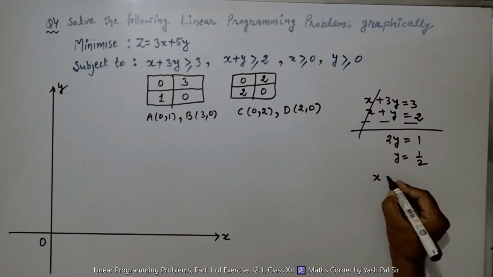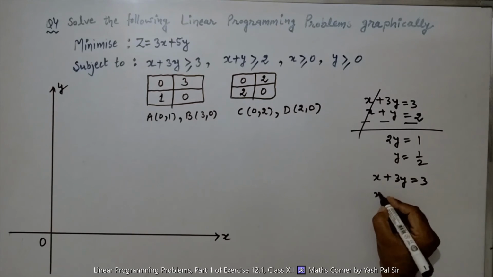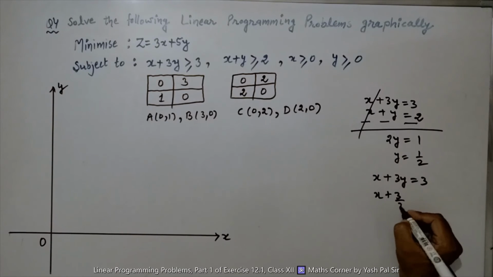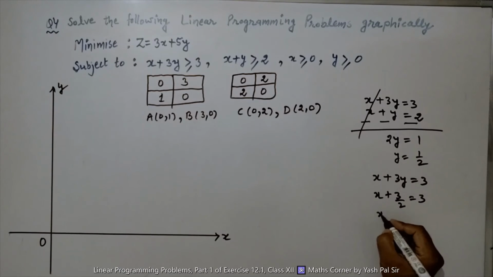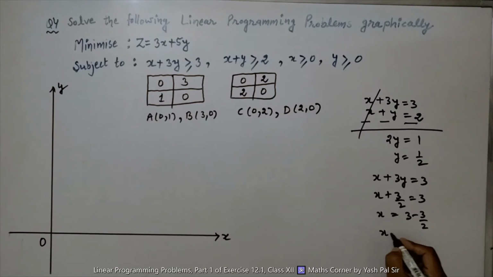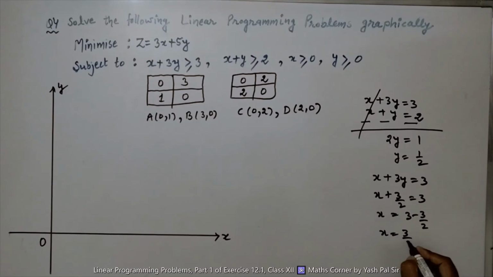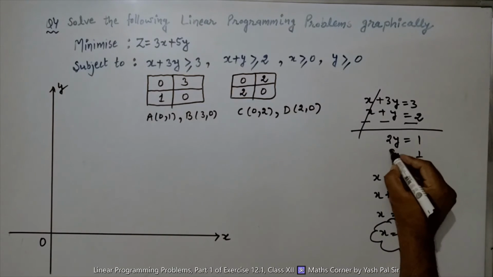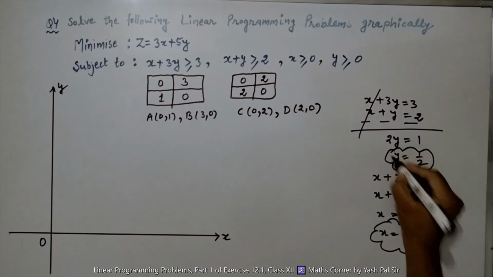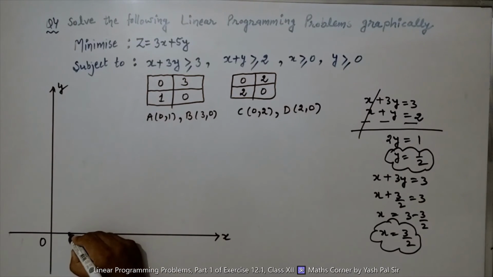Substituting y is equal to 1 upon 2 in any one. Suppose first one, x plus 3y is equal to 3. That means x plus 3 by 2 is equal to 3. So x is equal to 3 minus 3 by 2. So x is equal to 6 minus 3 by 2, 3 by 2. So x is 3 by 2, y is 1 by 2, right?